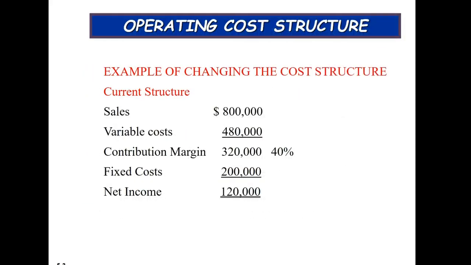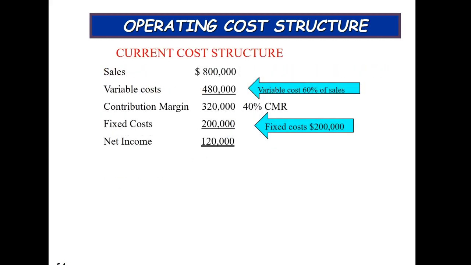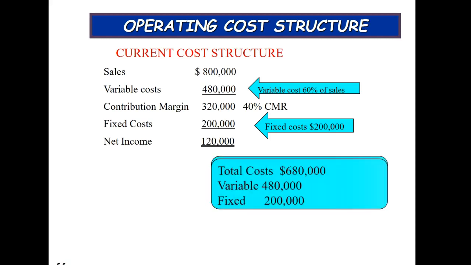Here's an example of operating cost structure, changing the cost structure. Let's take a company that has sales of 800, variable cost 480, contribution margin 320 or 40%, fixed cost 200, net income 120. So when we look at the cost structure, the variable cost is 60% of sales and the fixed cost is $200,000. That's their cost structure. Now the total costs are 680, 480 variable and 200 fixed at this level of activity of 800,000.